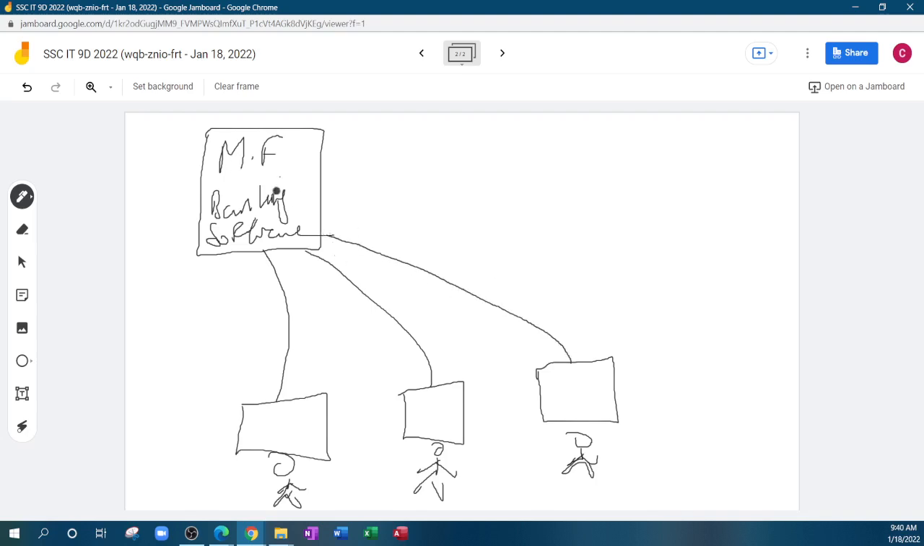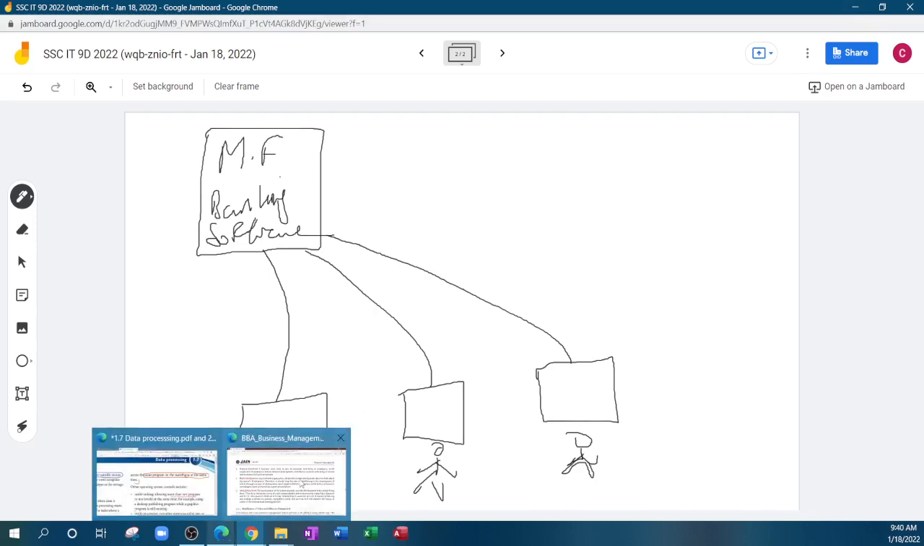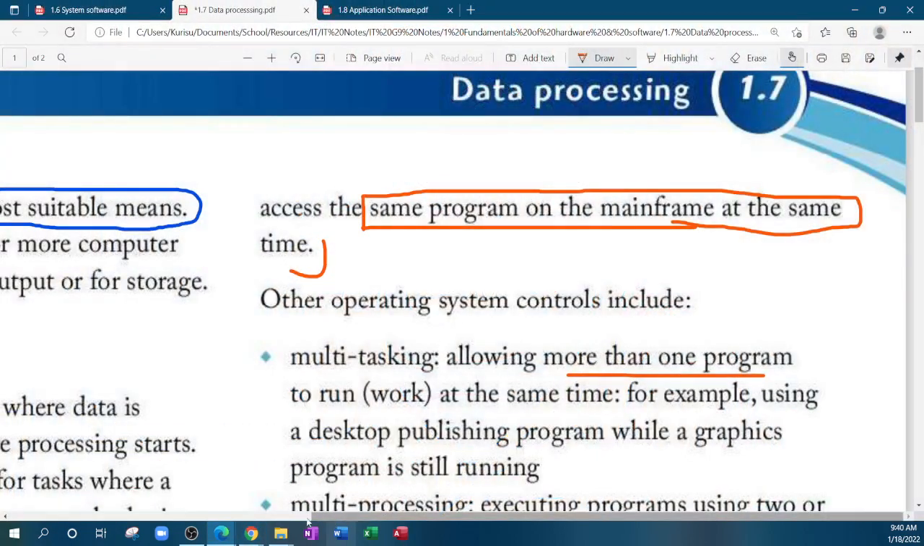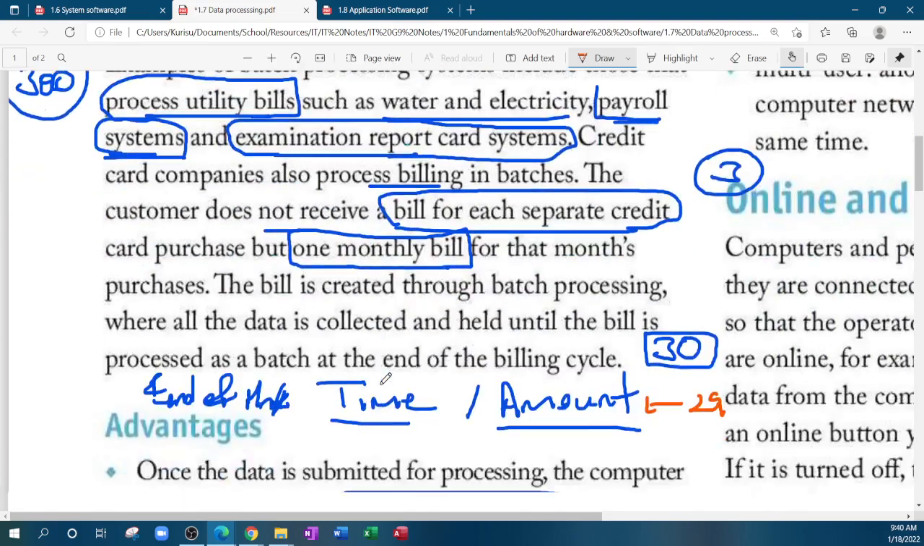So they're sharing the access to this program, to this banking software that is on the mainframe. So hundreds of persons are going to be connected to this mainframe and using the system there to access that software. So that there is an example of time sharing.